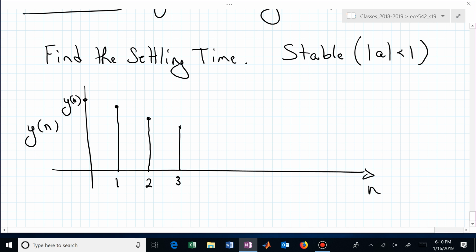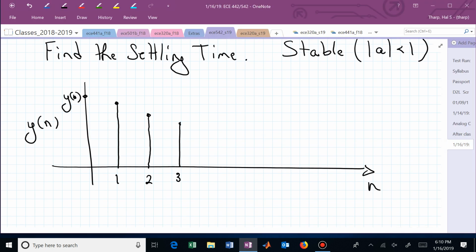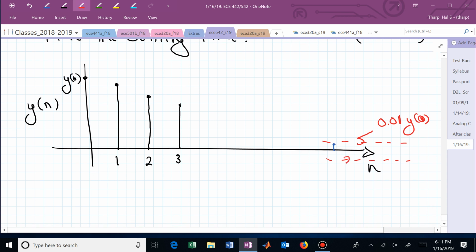this decay. And what we want to know is at what little or what capital N do we eventually end up having a value of y of n less than that 1% tube, and we don't even have to include this one, but if it was popping back and forth, this would be minus 0.1 y of 0.